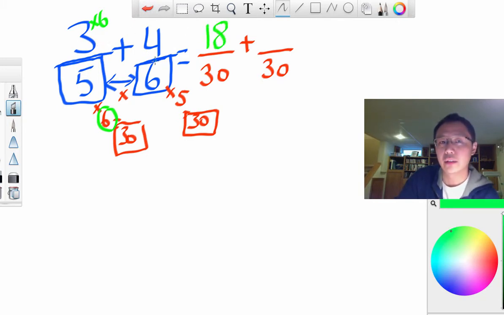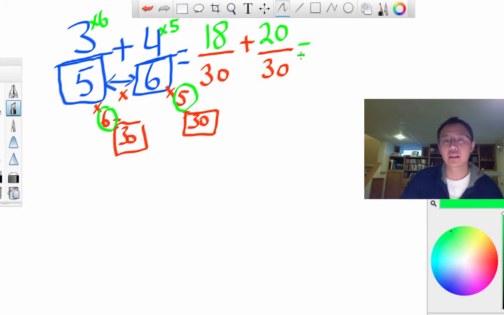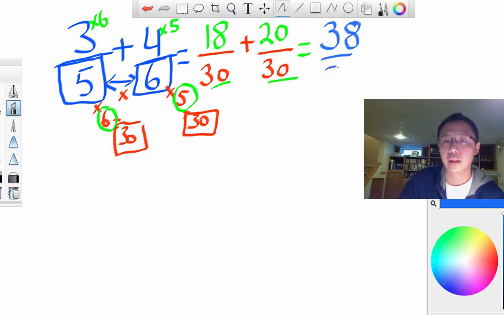Likewise for the other fraction, 6 was multiplied by 5, not by 6. So this top number has to be multiplied by 5 as well. So 4 times 5 is 20. The last thing you need to know is that since these two denominators are exactly the same, you just have to add the top numbers, which is 18 plus 20, giving you a final answer of 38 over 30.